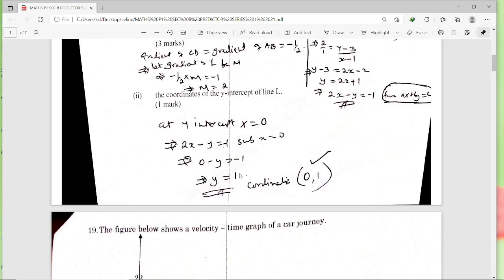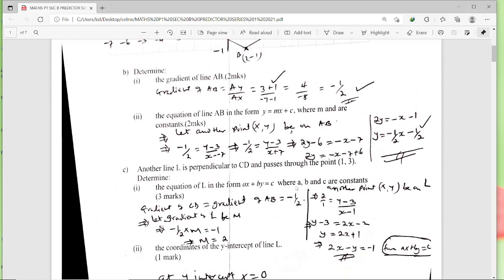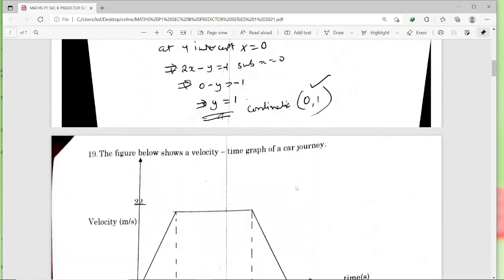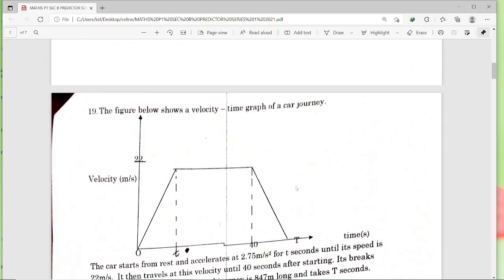Remember, y equals 1 becomes the y-intercept. If the question was to find the y-intercept, then you could have said y equals 1. But you are told the coordinate of the y-intercept. So at the y-intercept, we know x is 0. So the coordinate is (0, 1). So that is how you were supposed to answer that question and score your 10 marks without much struggle. So we go to question number 19.